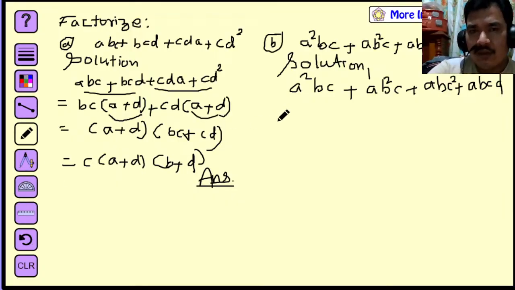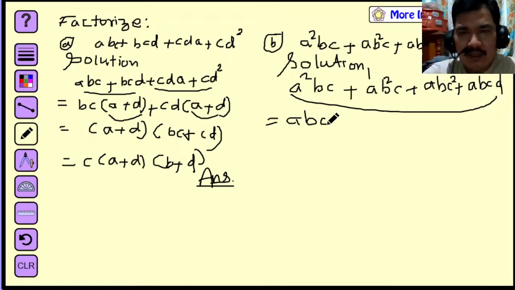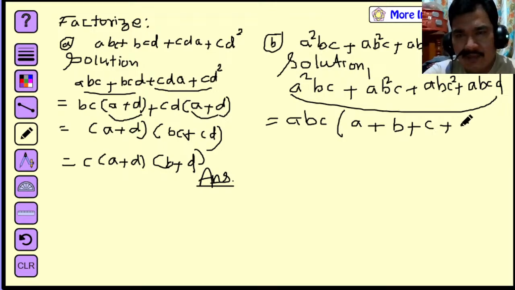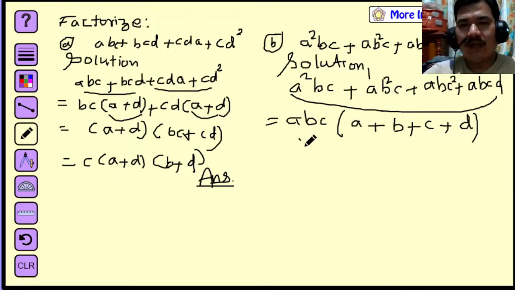In this case now, what we do, look here, children. Now take the common from all. Is there ABC here? Here is also ABC, here is also ABC. Then take ABC common. Then what is remaining? Here A remains, here B remains, here C remains, and the last one, D remains. Like this we have to do. This is one factor and this is another factor.